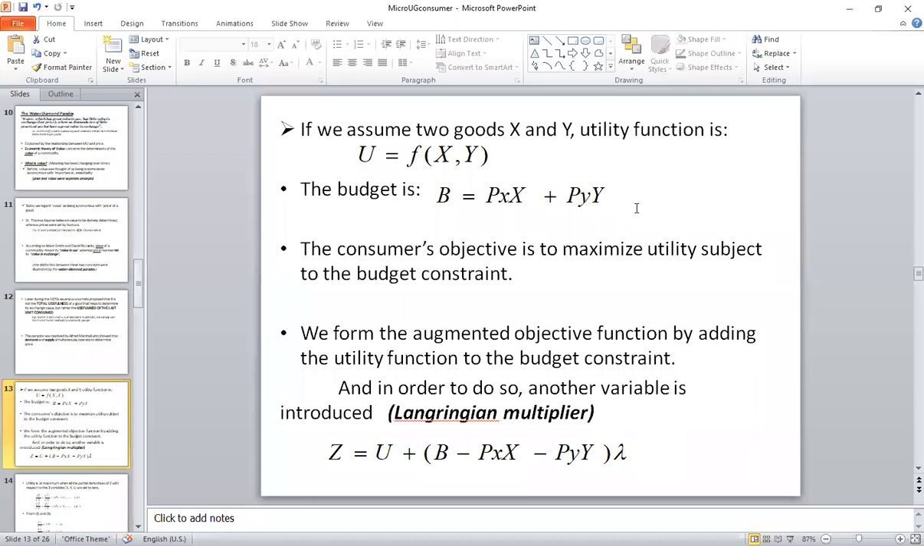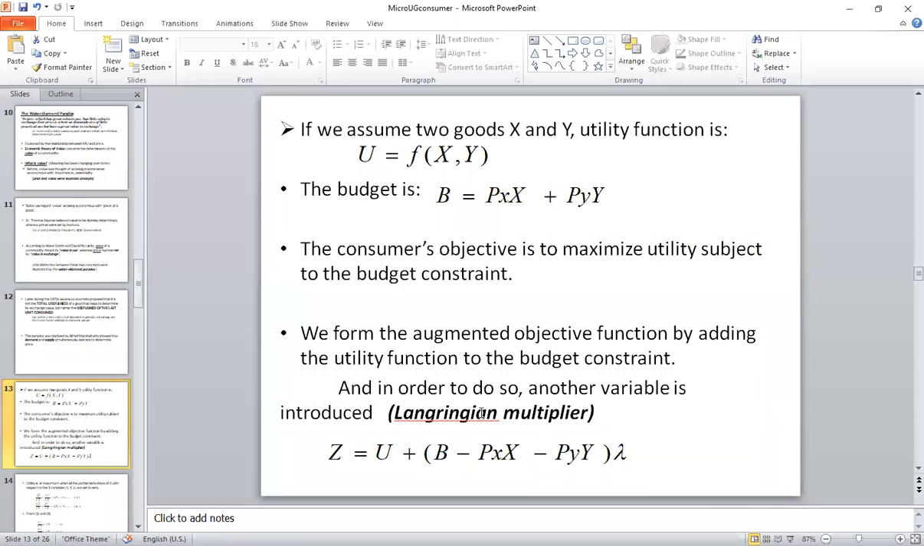Now here, we form what we call the augmented objective function. How do we form it? We add the utility function to the budget constraint. That's what we call the augmented objective function. So we added the two. We call that function Z. You can call it whatever you want; I'm calling it Z. So Z is that function we have formed. You add the utility to the budget constraint.